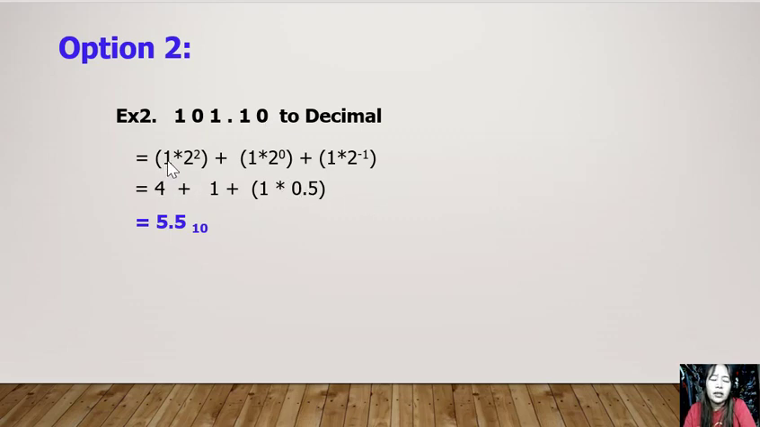So we compute this. 1 times 2 to the power of 2 gets 4. 1 times 2 to the power of 0 is 1. And 1 times 2 to the power of -1 is 0.5. And so if you add that up, you get 5.5. And that is now your equivalent decimal number from your binary number 101.1. Okay, I hope you got that one very clearly.